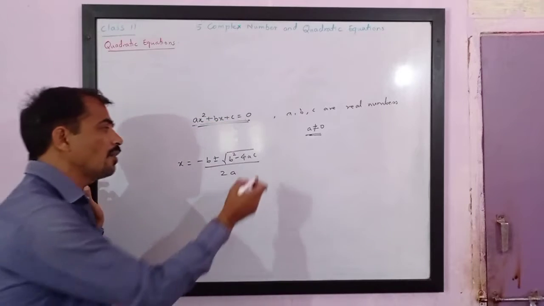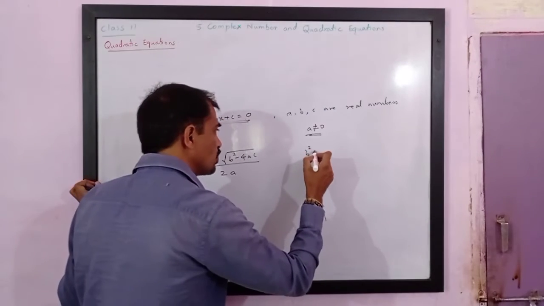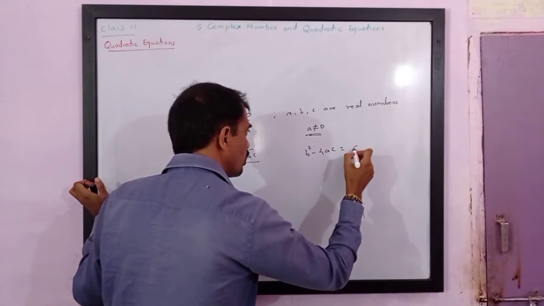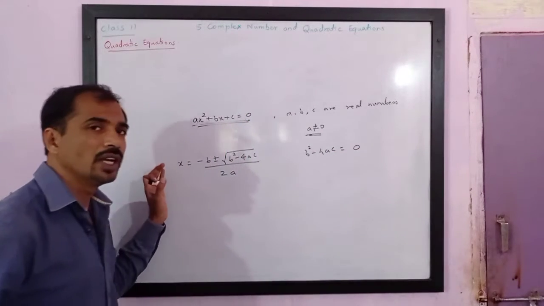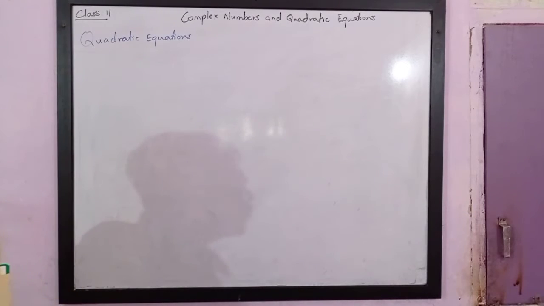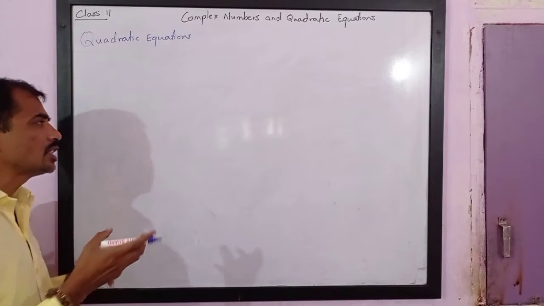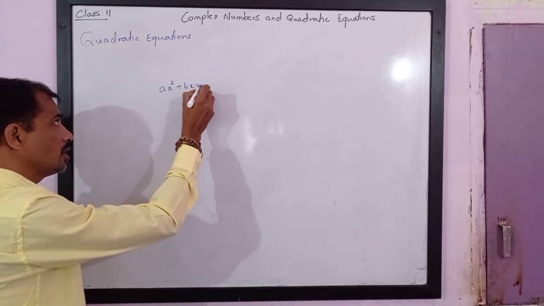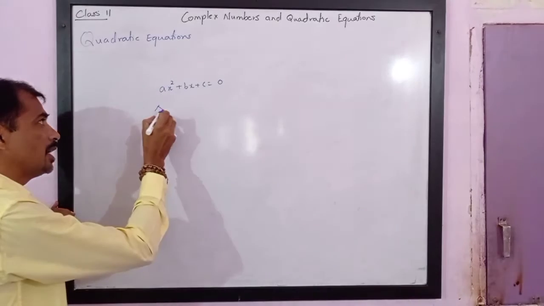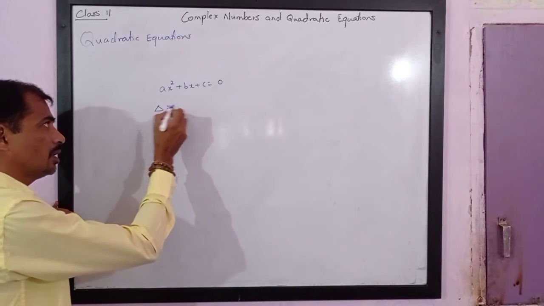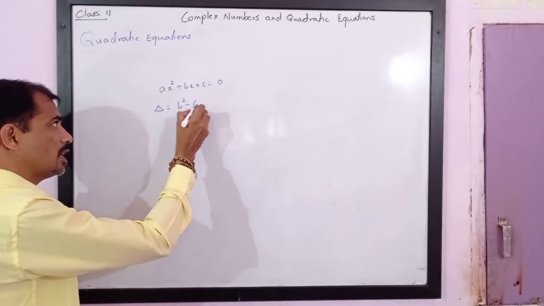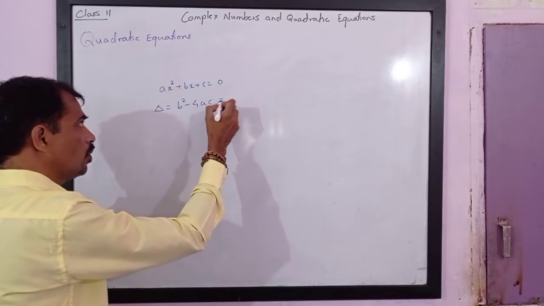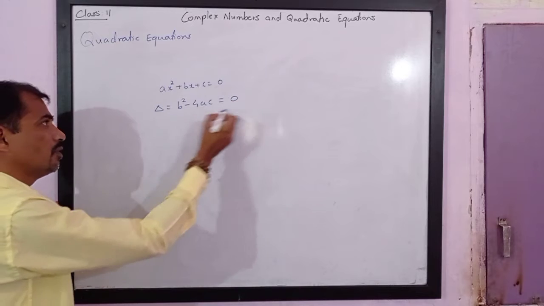But please note, we have already studied that b square minus 4ac is called the discriminant. Dear friends, in the case of the quadratic equation ax square plus bx plus c equals 0, if the discriminant delta, this is capital delta, b square minus 4ac, is equal to 0, then we have equal roots.